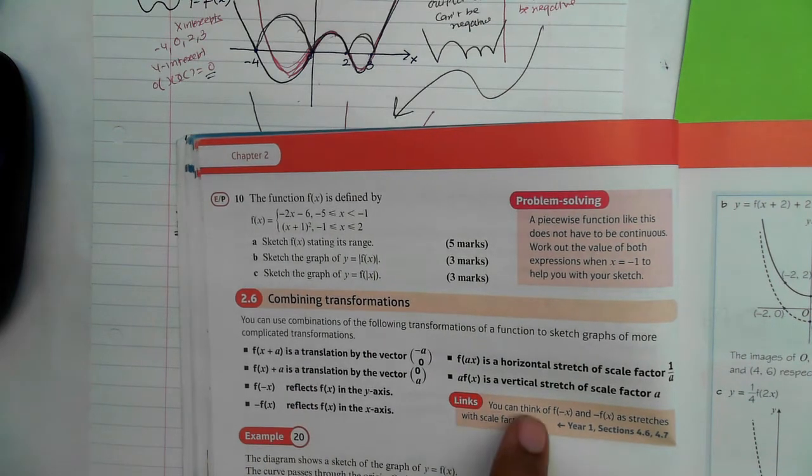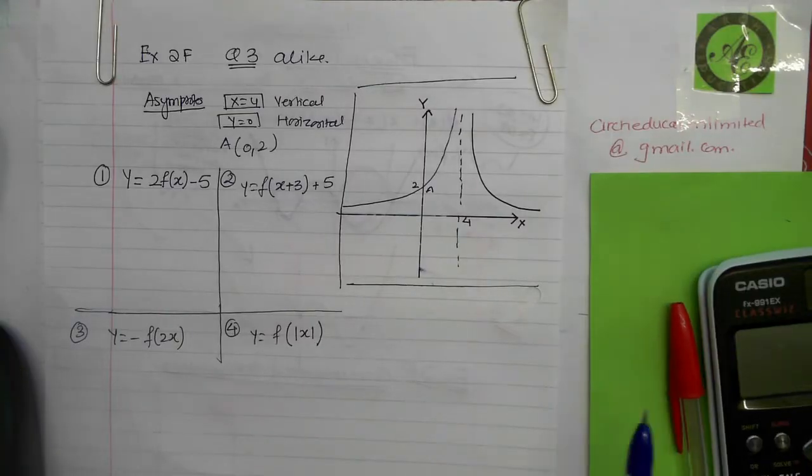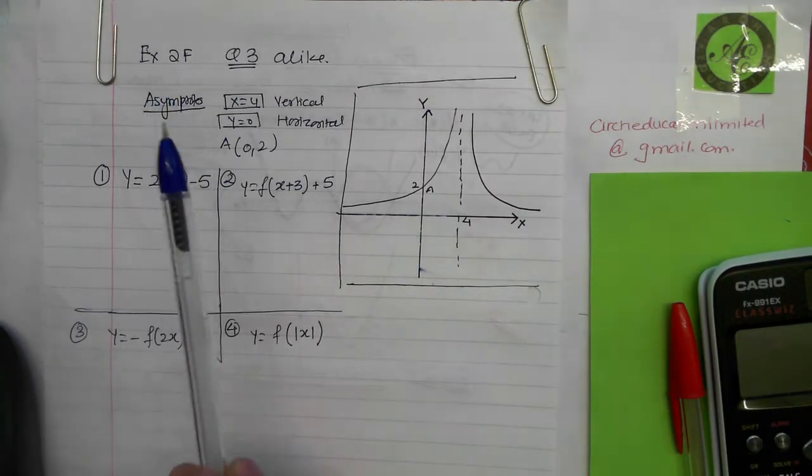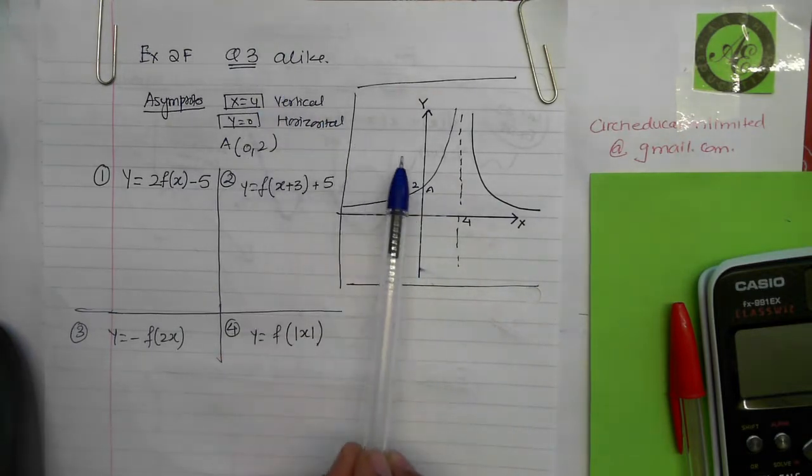This is on page 44 of the book, so you can take a look at that. And then after you've done that, for exercise 2f, like I said, I'm not going to do much. I've copied a question for you, which is like question number 3 of the book.